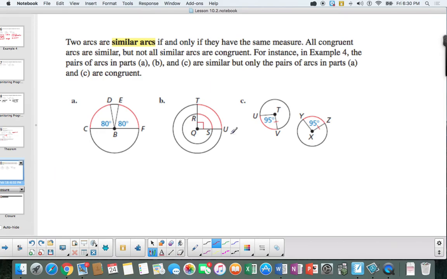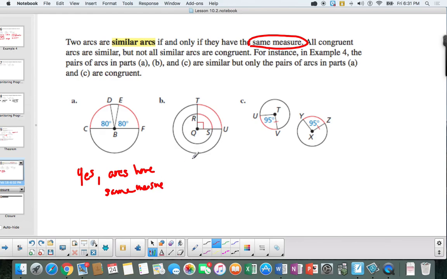What are similar arcs? We have congruent arcs. Now the question is, what are similar arcs? Similar arcs only have to have the same measure. Now let's take a look at this. We have to decide whether the red arcs are similar, and the answer is yes, because the arcs have the same measure.